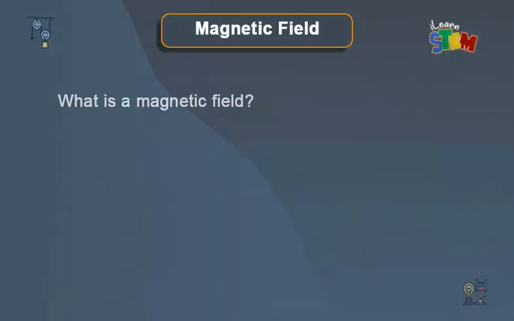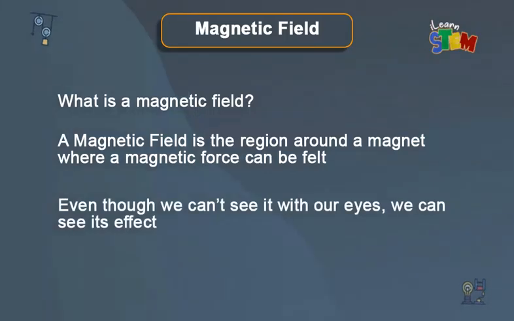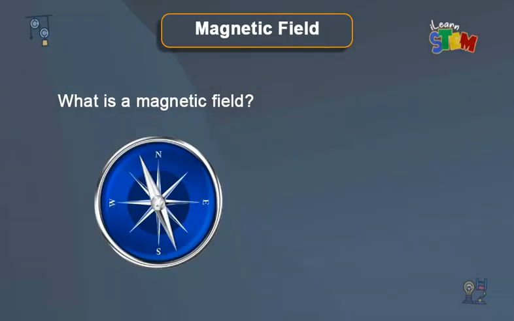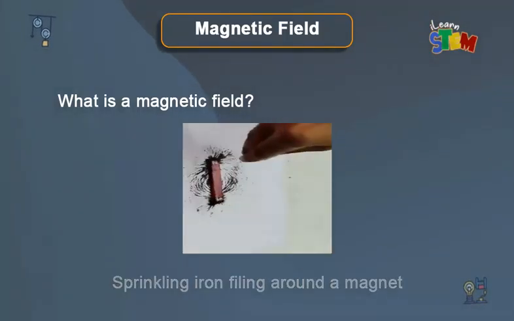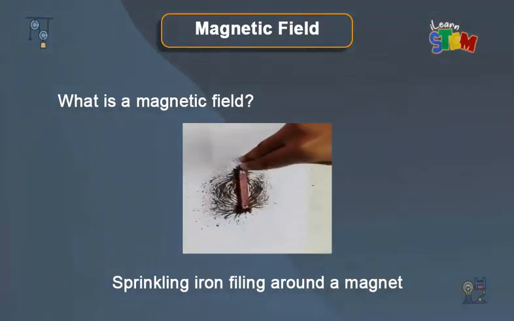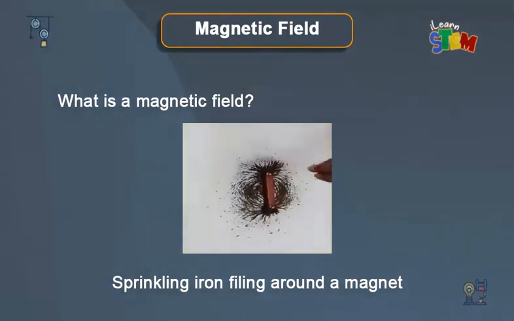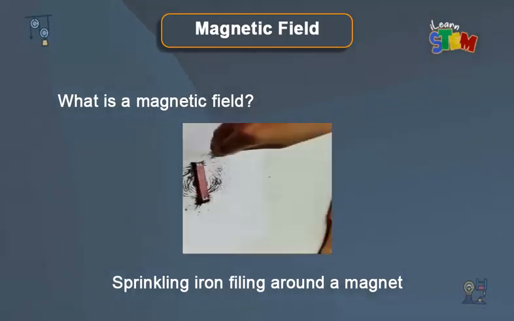So, what exactly is a magnetic field? A magnetic field is the region around a magnet where a magnetic force can be felt. Even though we can't see it with our eyes, we can see its effect. Like how it moves a compass needle or pulls iron objects toward a magnet. When you sprinkle iron filings around a magnet, they arrange themselves in curved lines. These are called magnetic field lines, and they show the direction and strength of the magnetic force.